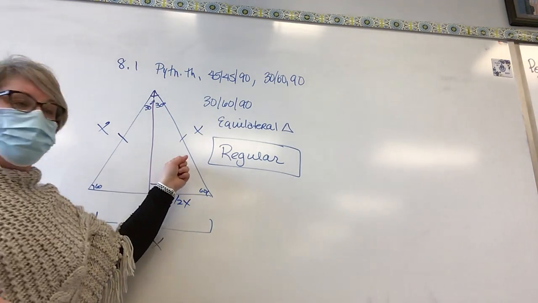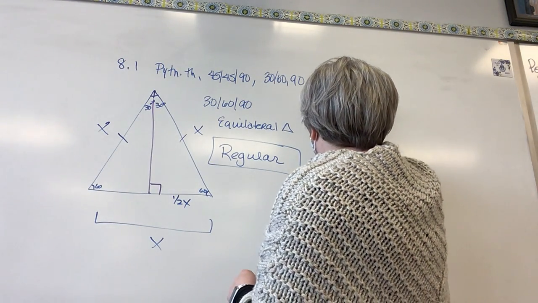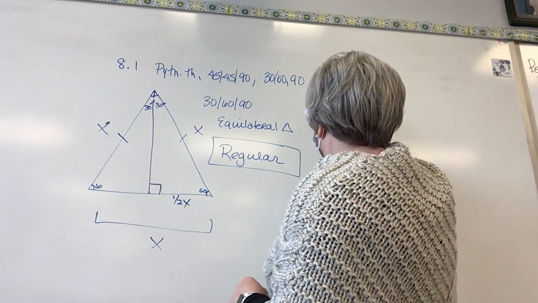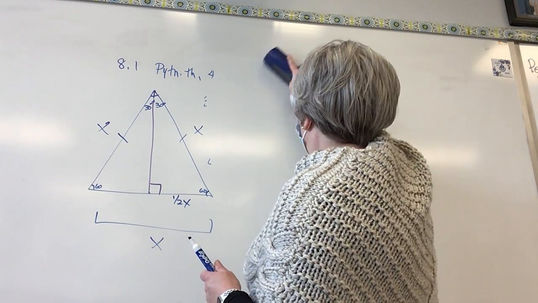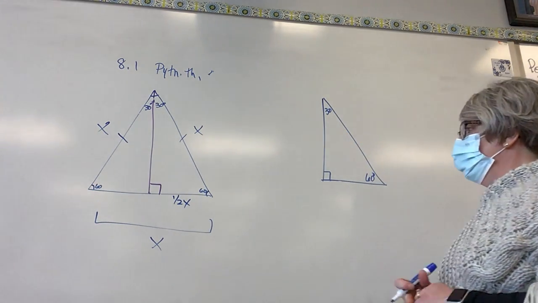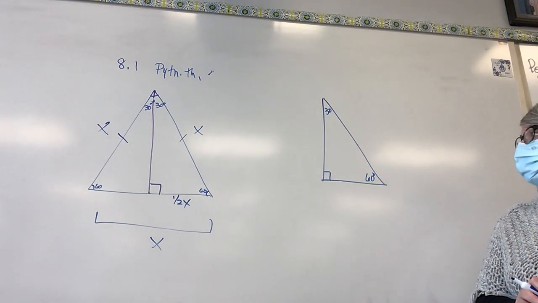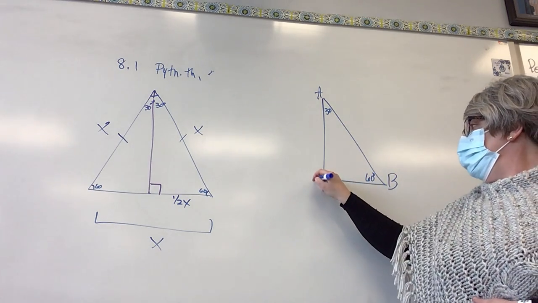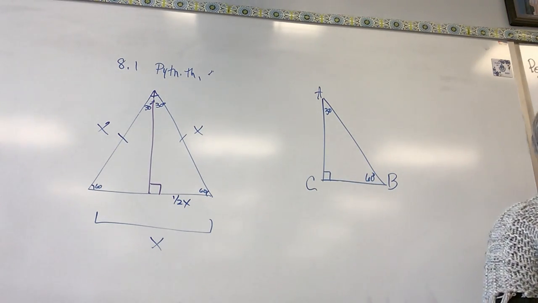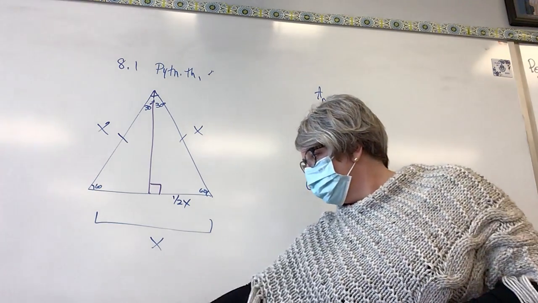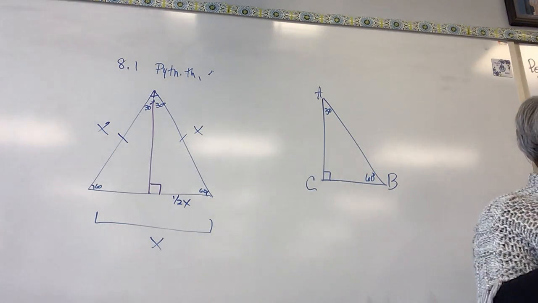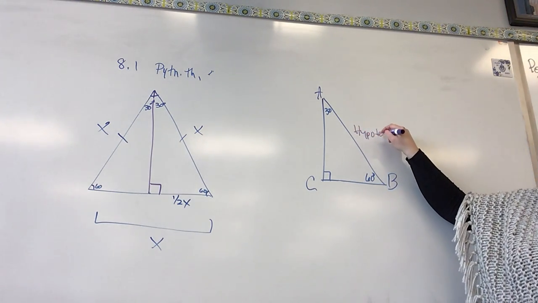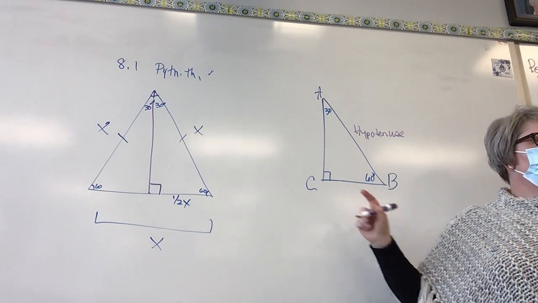So what we're going to do is pull out this right triangle. Got a 60 and a 30. I'm going to label the top one A, the right one B, and the right angle C. And we need to do some labeling just like we did in 45, 45, 90. We have the hypotenuse, because it is a right triangle.